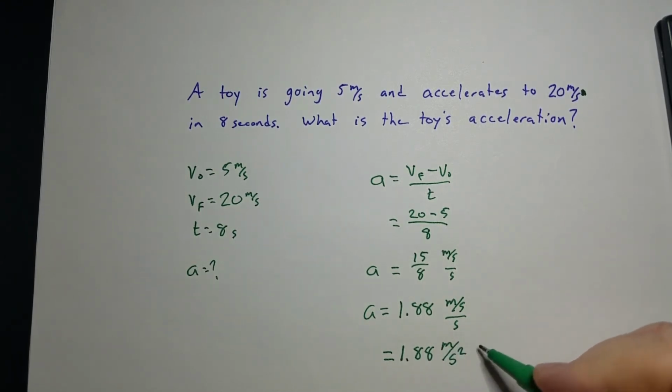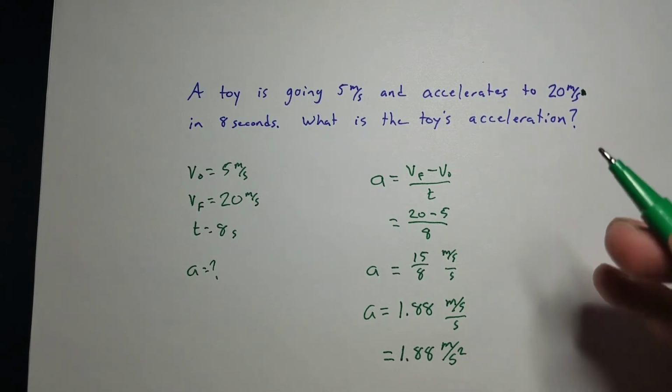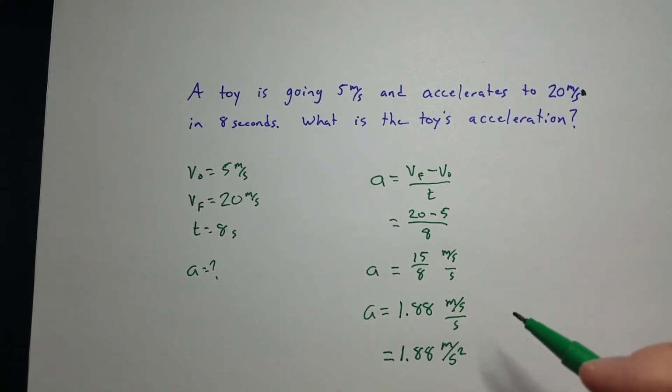1.88 meters per second squared. Now if you think about it, second squared makes no sense whatsoever. You can buy something by the square foot or the square meter. That's how you buy flooring or something. But a square second, that's kind of hard to justify.